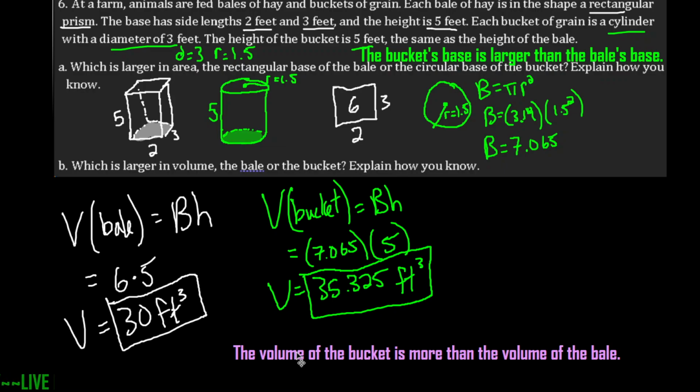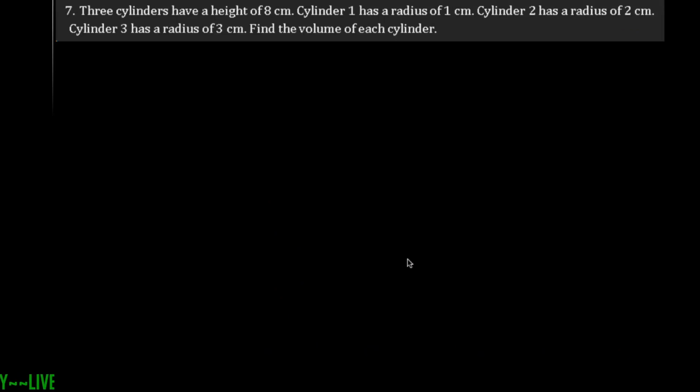You have to make sure you're having units to the third power, because we're talking about cubic units since it's a volume. All right. And then for number three, for the next one, it says 3 cylinders have a height of 8 meters. Cylinder 1 has a radius of 1, cylinder 2 has a radius of 2, and cylinder 3 has a radius of 3. And it says to find each of those volumes for each cylinder. So you can draw these out. Again, it doesn't have to be perfect.